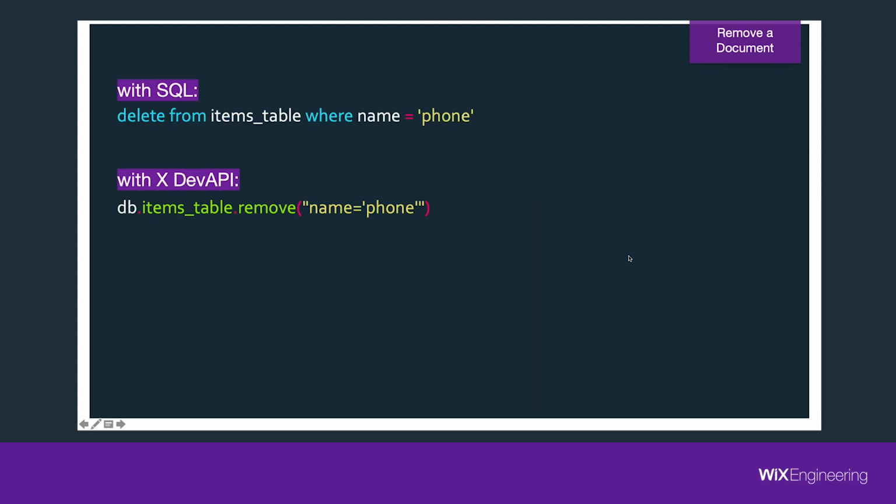Now, here's an example of how I can delete a row, or just delete a document from the collection itself. The X DevAPI also allows us to work in SQL fashion. If we want, we can run also raw SQL if we need to, which is another big advantage of using the X DevAPI.